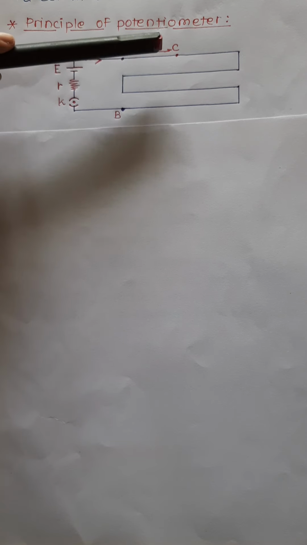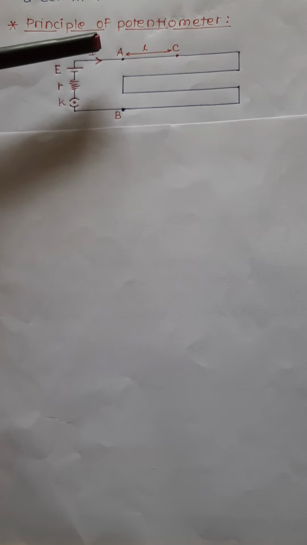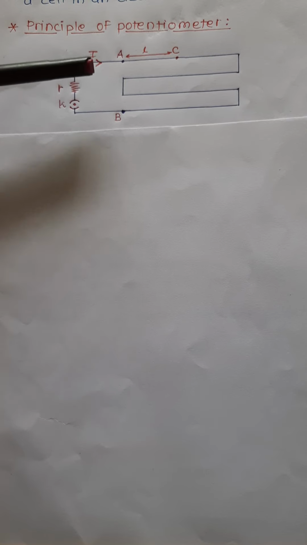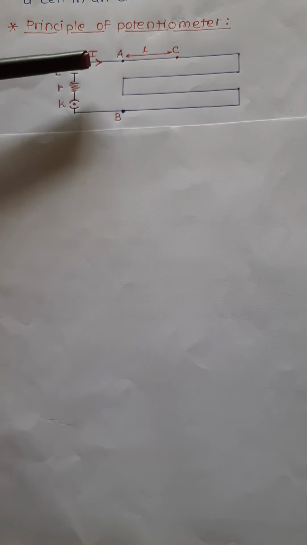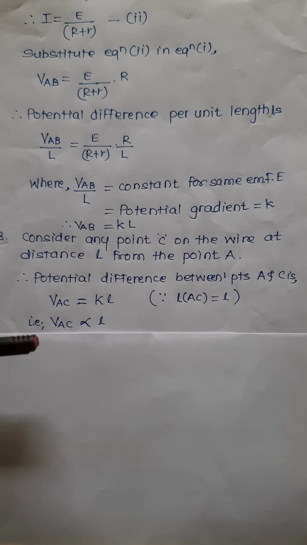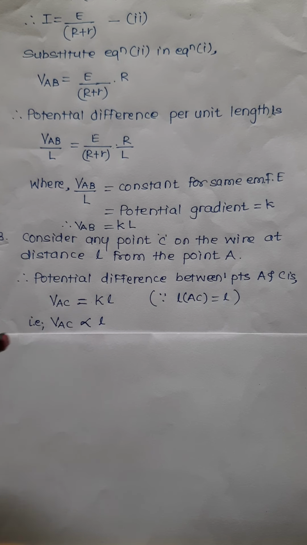सर्किट में देखते हैं. Consider point C at a distance small l from point A. That is, length between AC is small l. Now potential difference between these 2 points VAC can be written as K into l. So we can write VAC is directly proportional to l as K is constant for the given wire. And this is nothing but the principle of potentiometer.